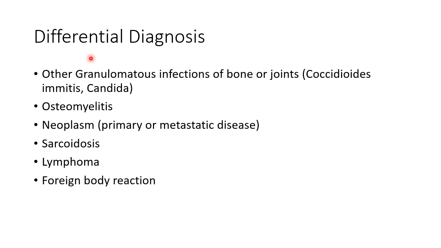We have to rule out other granulomatous infections of bone and joints which can be caused by Coccidioides immitis and Candida. Other differential diagnoses include osteomyelitis, primary or metastatic tumors, sarcoidosis, lymphoma, and foreign body reaction.